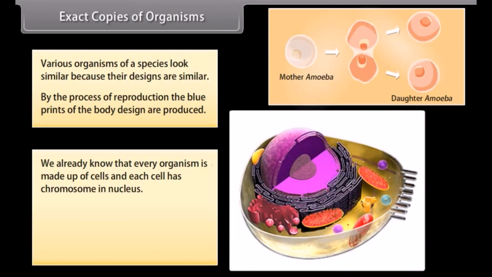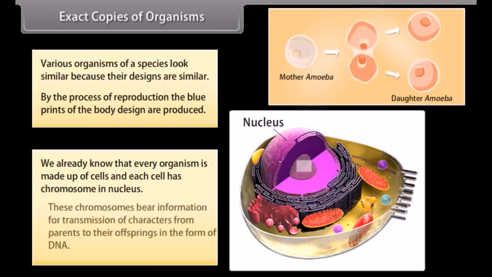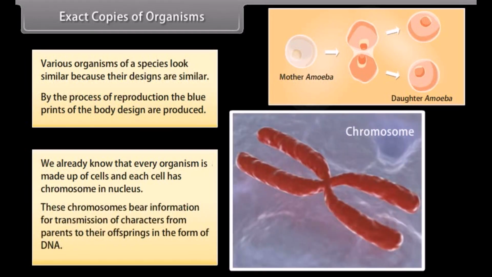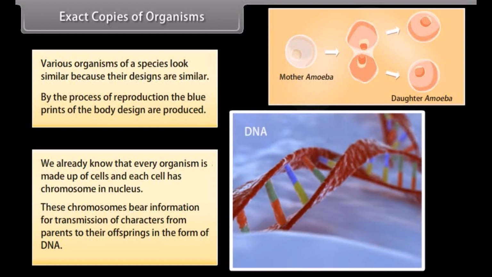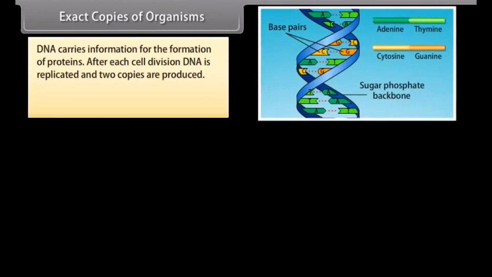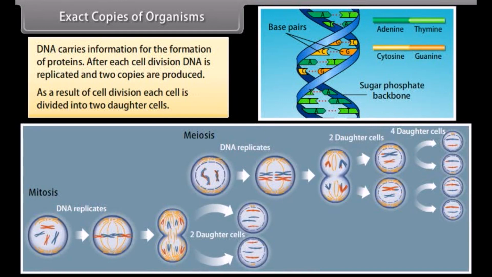We already know that every organism is made up of cells, and each cell has chromosome in nucleus. These chromosomes bear information for transmission of characters from parents to their offsprings in the form of DNA. DNA carries information for the formation of proteins. After each cell division, DNA is replicated and 2 copies are produced. As a result of cell division, each cell is divided into 2 daughter cells.